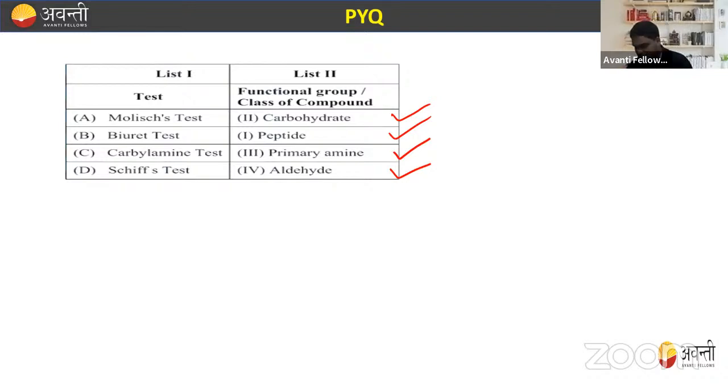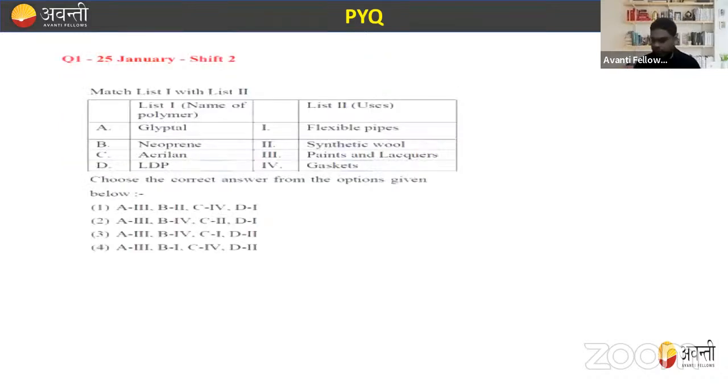So just try to learn this. Okay. Now, next move to the next question, right? That is match list one with list two. List one, that is the name of the polymer, and list two is the uses. So if I'm talking about the glyptal, okay, so this one is one of the glyptal, and the second one is the neoprene and the acrylene and low density polythene, right?